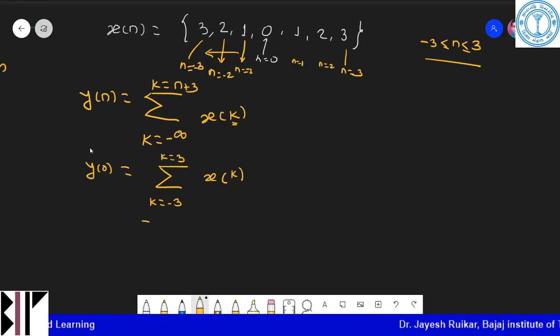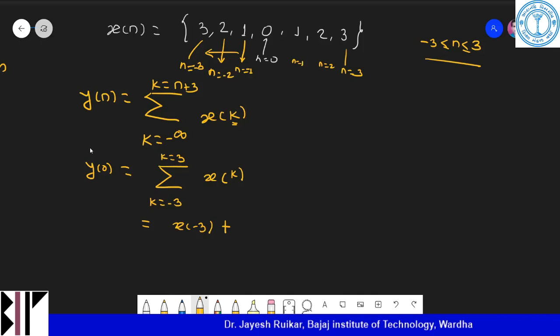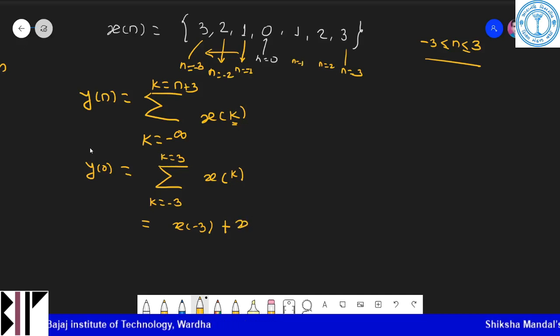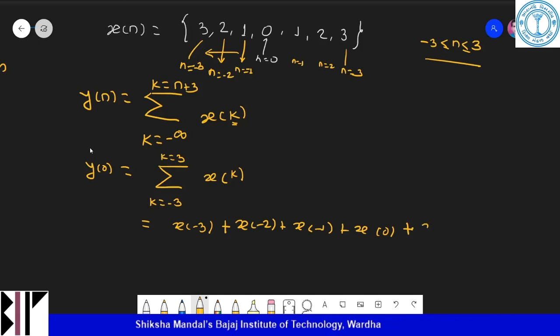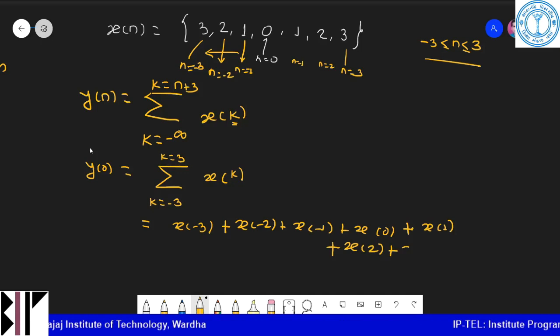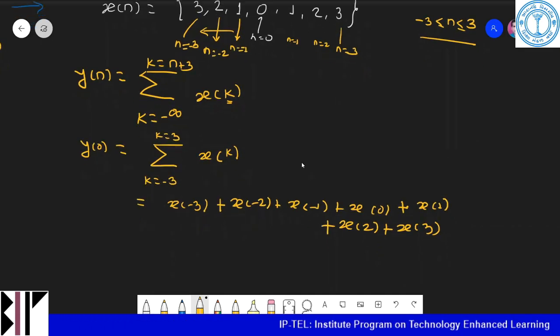So when you simplify this, you will get x of minus 3 plus, since this is a summation, put k equals minus 3 here, so x of minus 3, next k equals minus 2, so x of minus 2 plus x of minus 1 plus x of 0, then plus x of 1 plus x of 2 plus x of 3. So this is what the summation is. Now you have to put all these values.